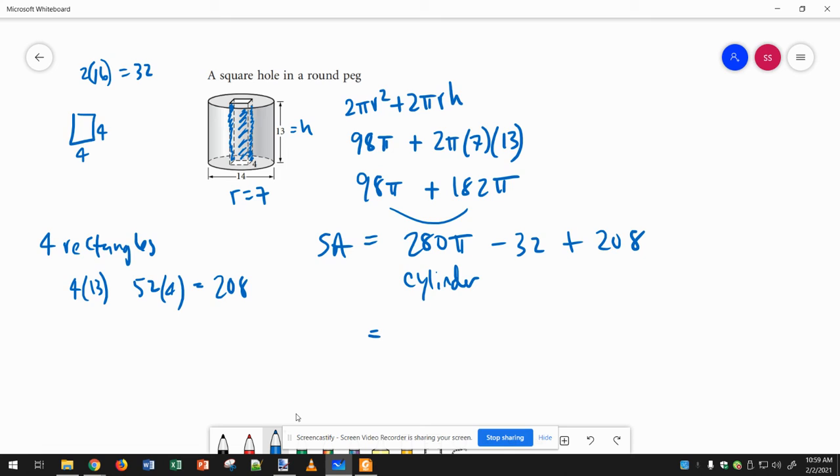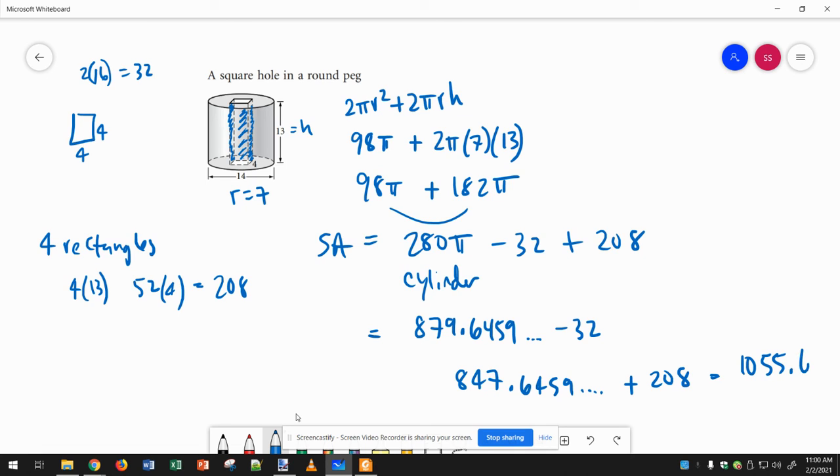So now let's calculate. 280 pi is 879.6459. And then I'm just going to keep that number in my calculator and subtract 32. And I get about 847.6459. And then I'm going to just keep that number and add 208. And I get 1055.6.